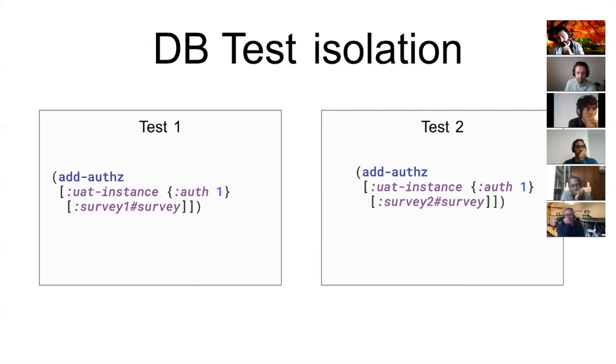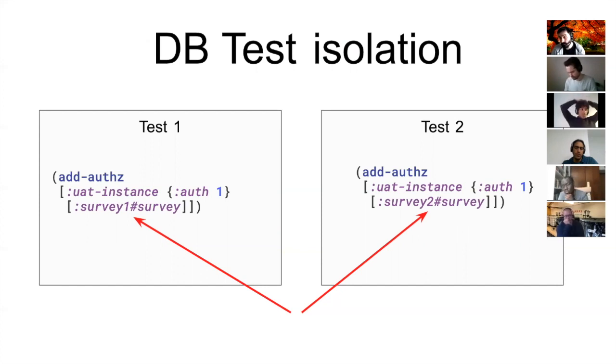So for example, let's say that we have two tests. The difference is that on the left we have the same users with the same flow instance, but with survey 1, while in the second one we have survey 2. In theory, if you run these two tests at the same time, you will get a clash or a problem. Test number 2 could see survey 1 and survey 2, or the other way around, and you don't really know what's going to happen.